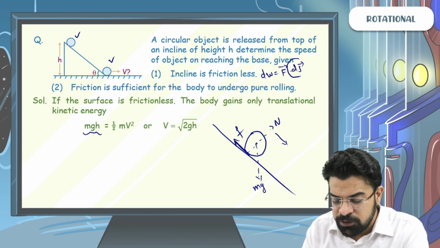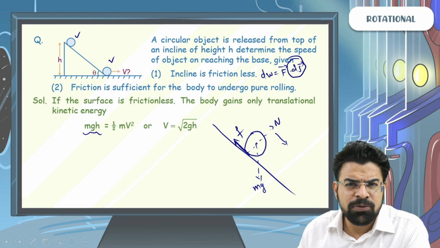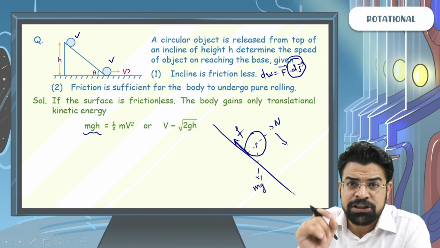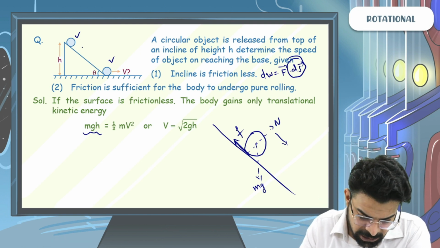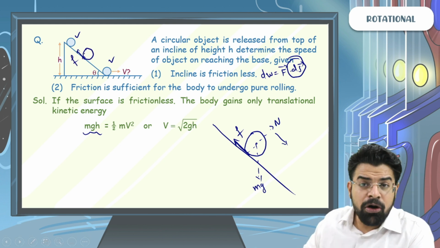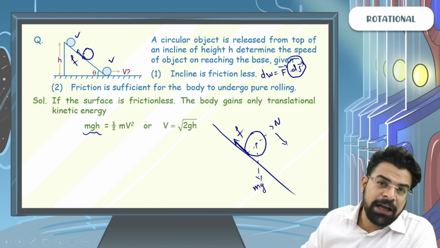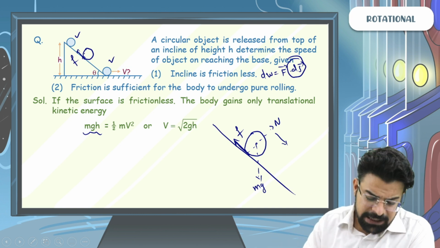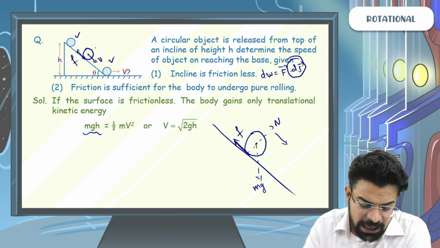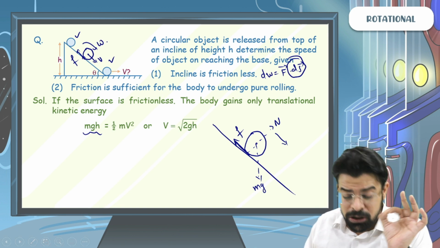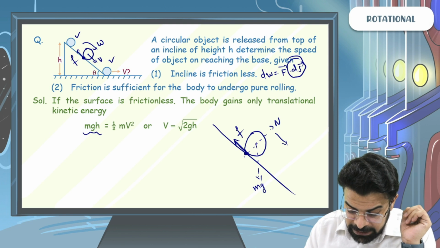Now tell me kids, what is ds? Sir, infinitely small displacement of point of application of force. At which point of this circular object does the friction force act? Sir, at the point of contact. If the body performs pure rolling, what is the velocity of the point of contact? If at any given instant this body has a velocity v and angular velocity omega, v has to be equal to omega r. So at the point of contact, the velocity will be 0.